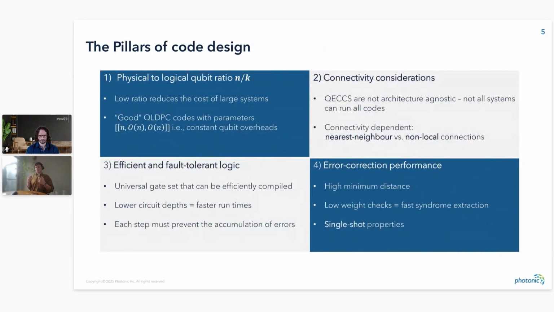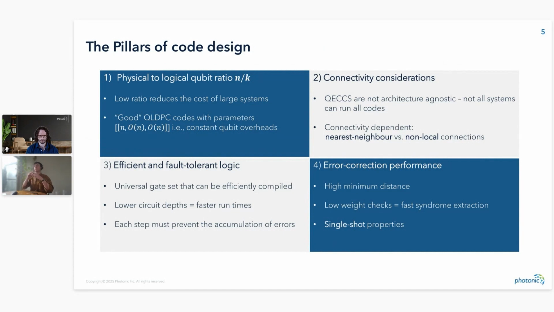Okay, so before we get to the SHYPS codes themselves, it's nice to motivate the path we took there and think a little bit about code design. There are a number of different facets of code design you might want to consider. I've put them in 4 groupings here. The first one, physical to logical qubit ratio, is the first sniff test of whether a quantum code is going to be any good.